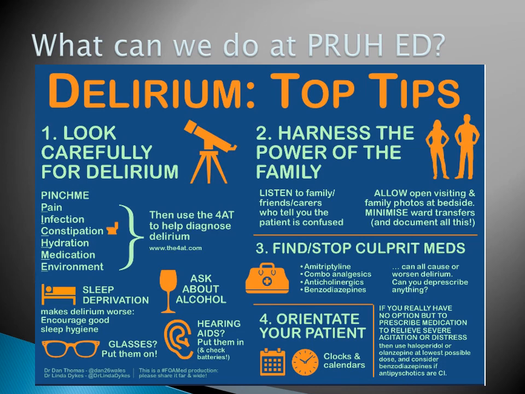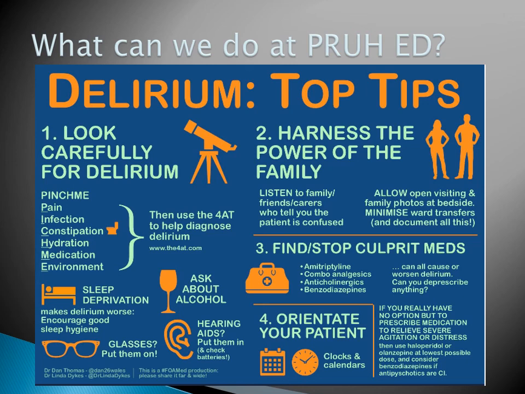Now, how to deal with delirium? Number 1, look carefully for delirium and the risk factors like pain, infection, constipation, dehydration, medications, and environment. Correct these risk factors and then use 4AT to help the diagnosis. Sleep deprivation and alcohol can worsen the delirium. If the patient uses glasses and hearing aids, put them on.